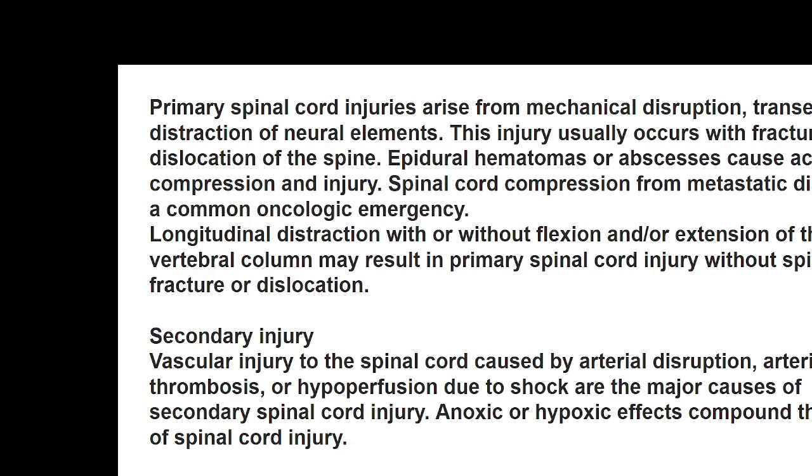Then the spinal cord injuries again could be categorized as primary or secondary. Primary is when the spinal cord is directly injured due to the trauma. Either it could be a complete transection where the spinal cord is completely cut, or distraction, where the nerves are pulled out, or disruption where there could be somewhat edema or functional impairment. And usually it occurs due to the fracture or dislocation of the spine.